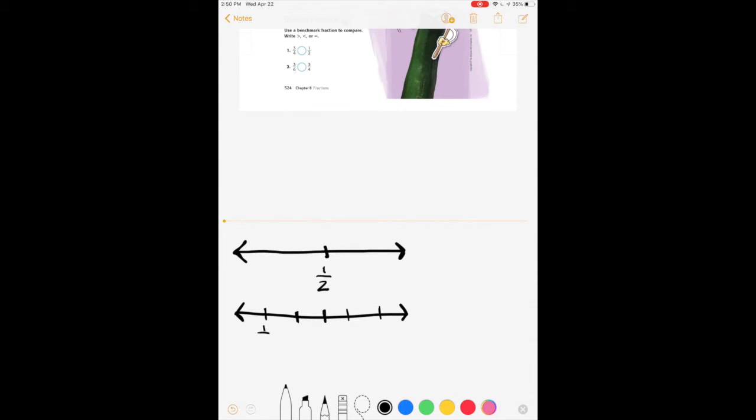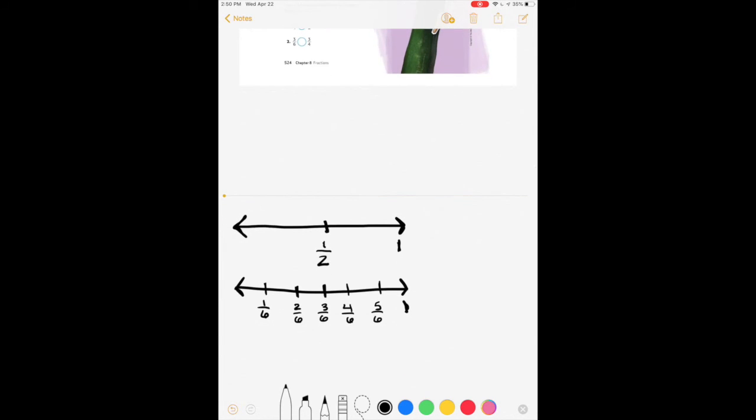So I have 1/6, 2/6, 3/6, 4/6, 5/6, and then 6/6, which is equal to 1. Put a 1 here. All right, and then 3/4. So I need one more number line. And this one gets divided into 4 equal pieces. So I have 1/4, 2/4, 3/4, and 1.